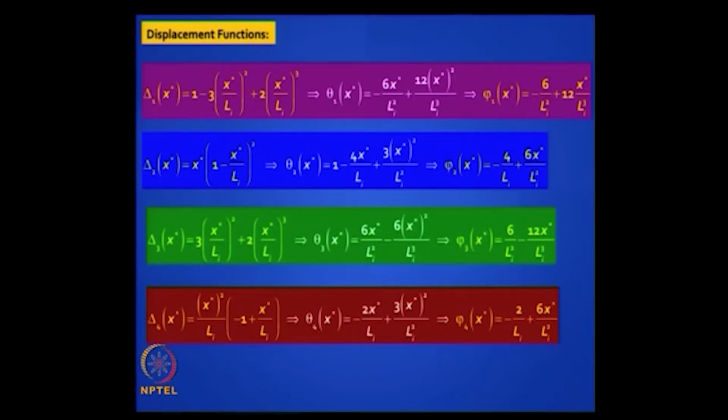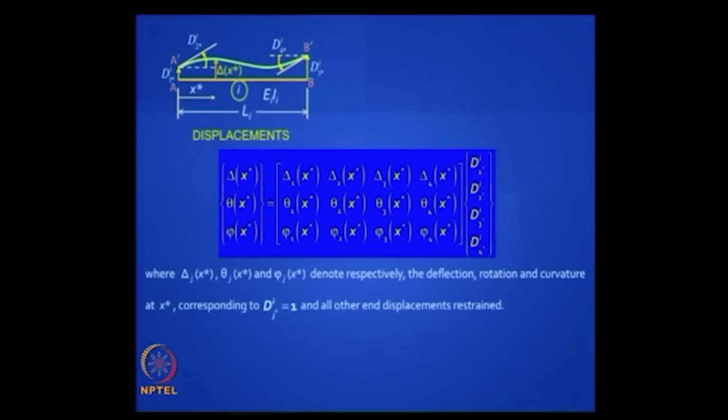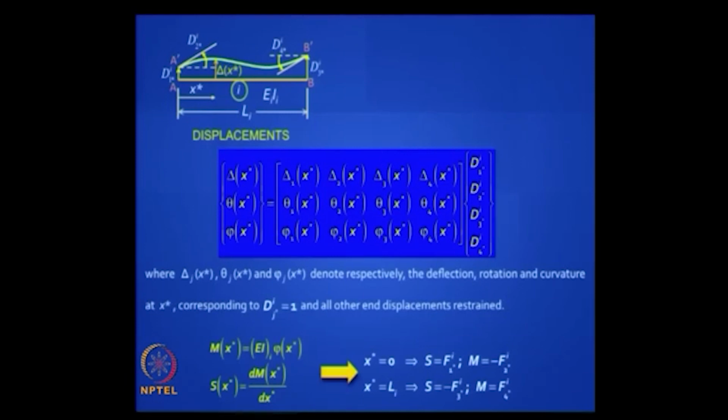So you get an expression for delta, you get an expression for theta, you get an expression for phi, the curvature. Curvature will be varying linearly, slope will be varying quadratically, and deflection will have a cubic variation. These displacement functions can be used to generate the element stiffness matrix from first principles. How do we do that? We have these functions, and we have these relationships relating bending moment to curvature. Plug in those boundary conditions in terms of x star equal to 0, f1 star will give you a shear force, f2 star will give you a moment, and so on. So if you plug this in, you can actually generate the solution.